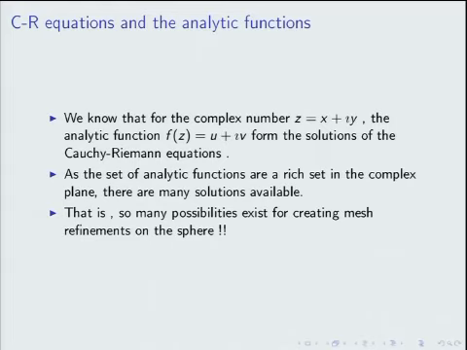This is a rich set, so there are a lot of functions available, and each function can be used in some way to generate transformations. That is an interesting thing about this. I think many possibilities exist when we see that.